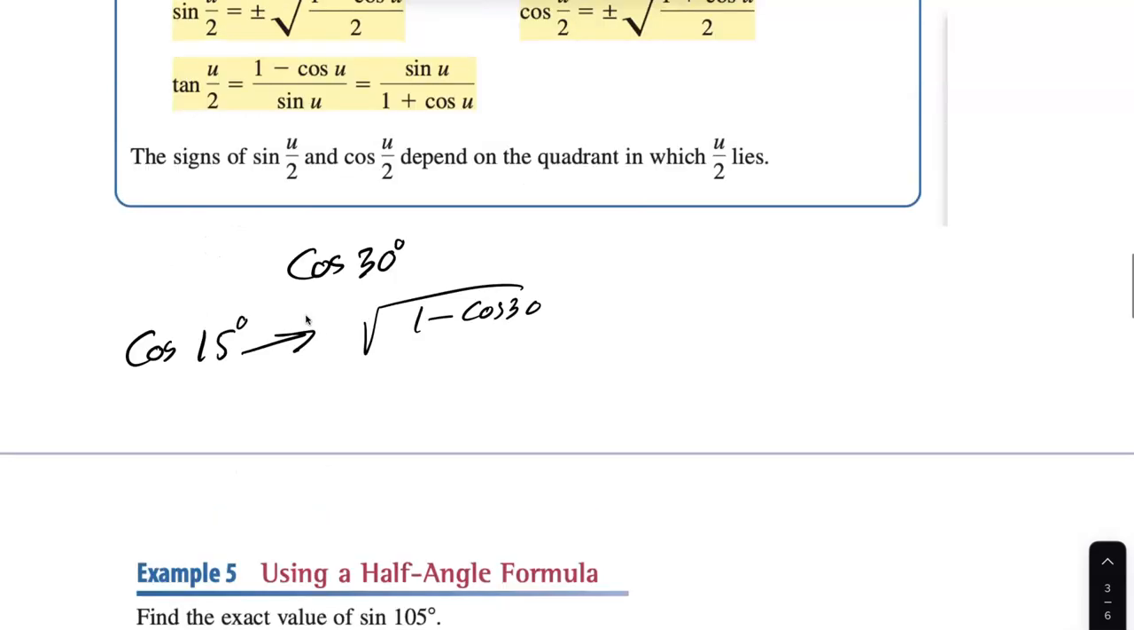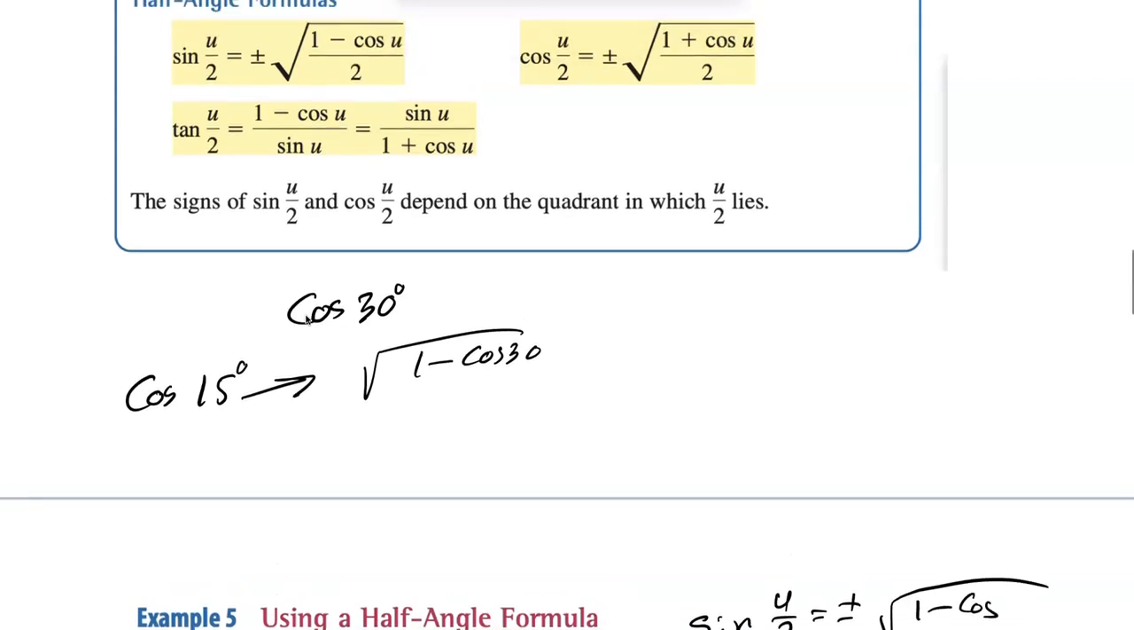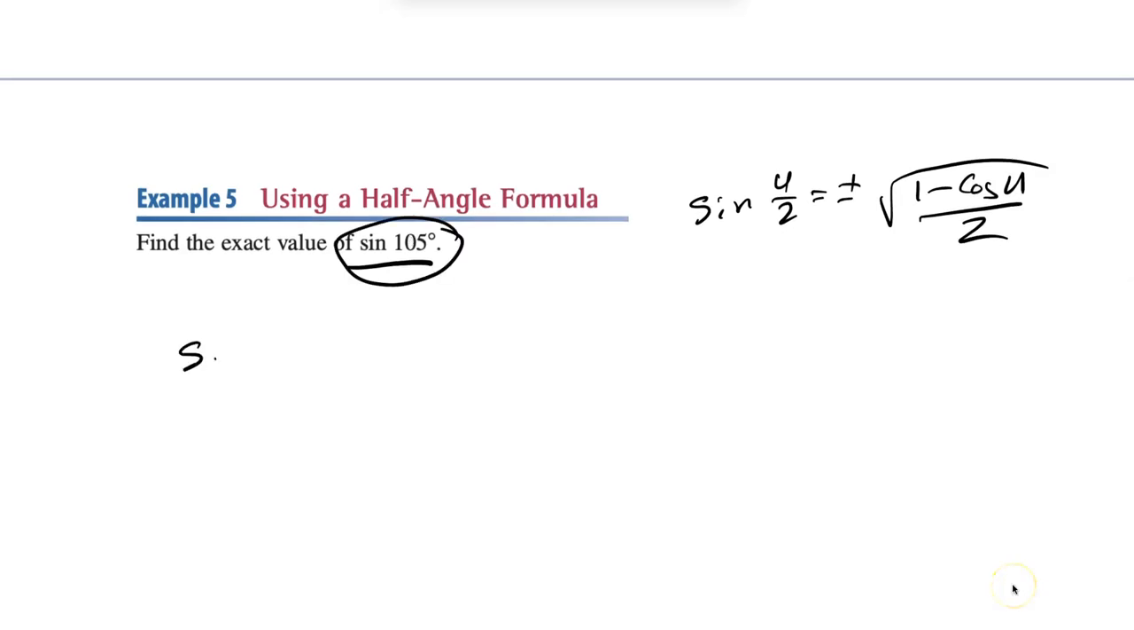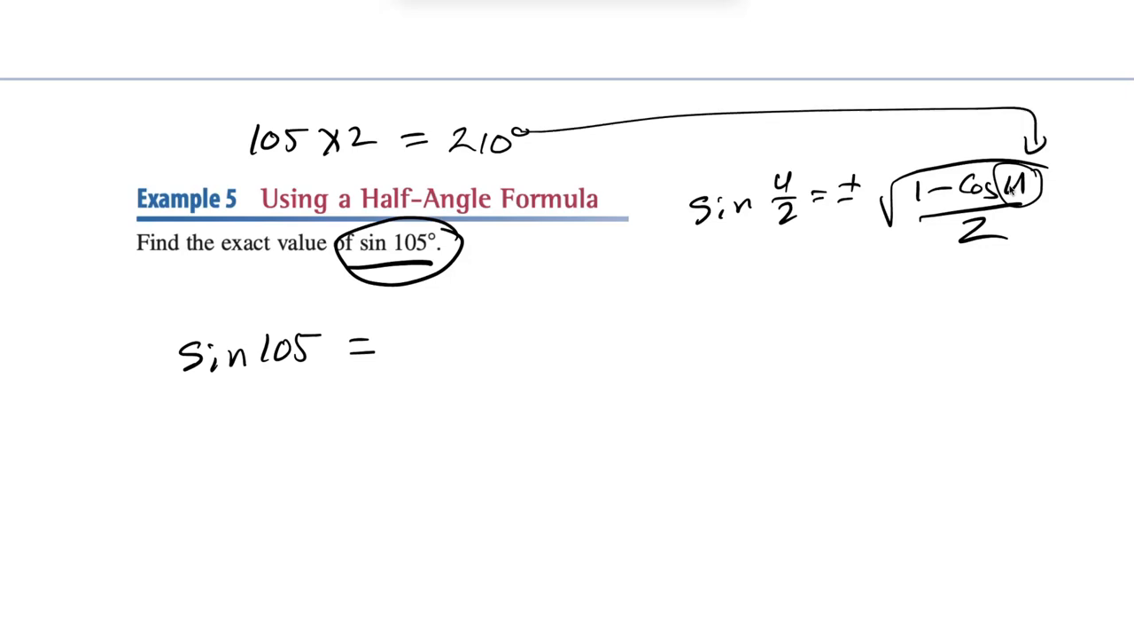So it's going to be sine of u over 2 equals plus or minus the square root of 1 minus cosine of u over 2. And the plus minus means what quadrant we're in, so we'll figure it out afterwards. If we want to find sine of 105, what we really want is the double of this guy. That's what we're going to plug into this formula. So 105 times 2 is 210, so we're going to plug 210 in there. So it's going to be the square root of 1 minus cosine of 210 over 2.